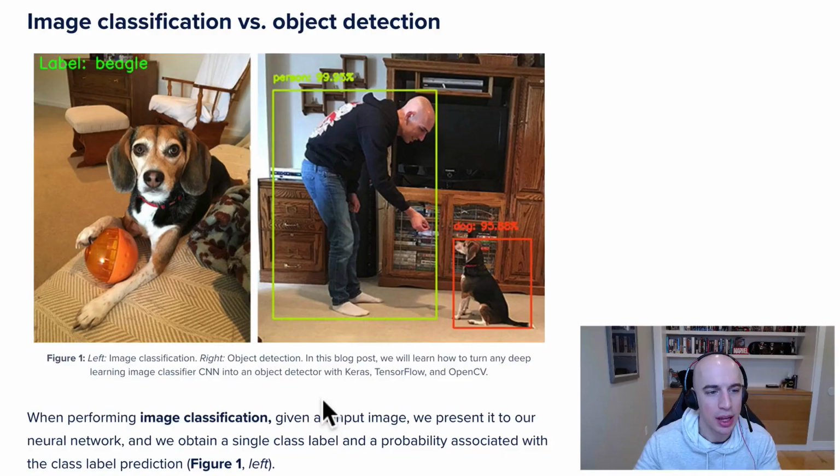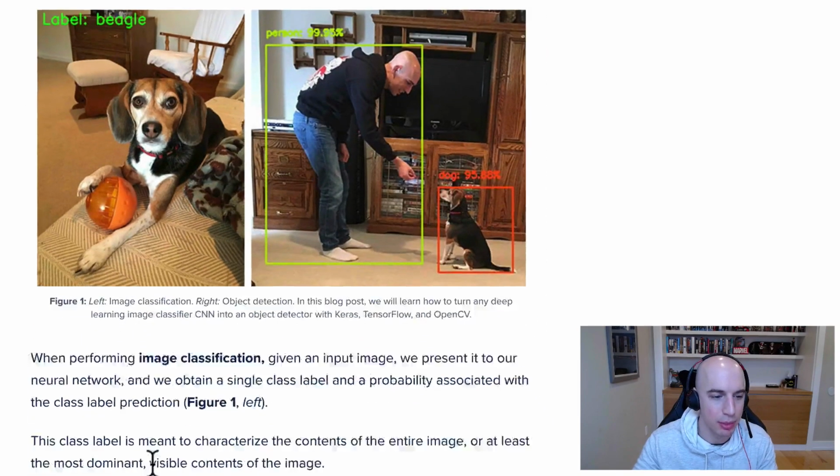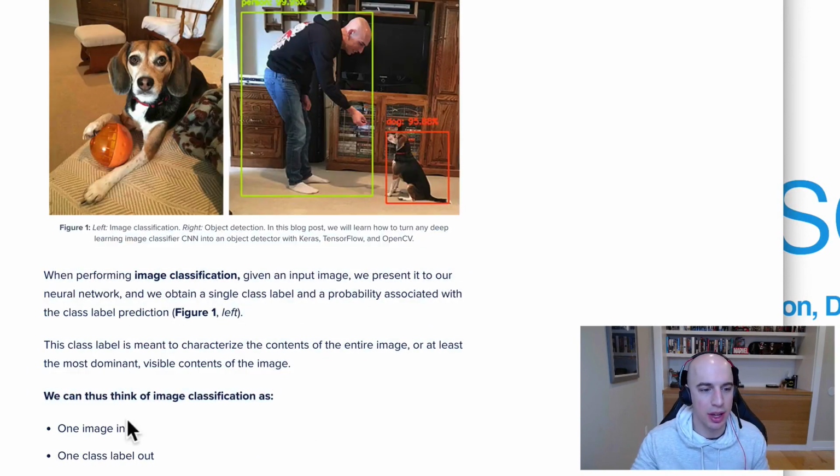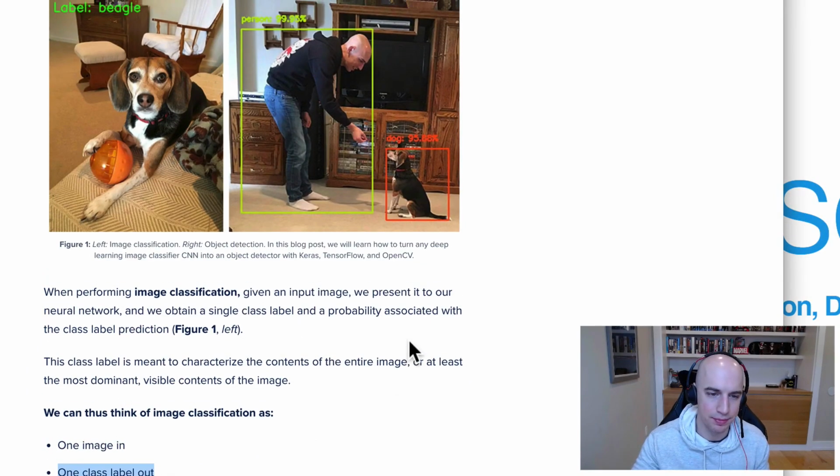You take one image, input it to a model, you get one class label out that characterizes the contents of that image. And that's exactly what we've done here. We have this input image of a beagle, which is a type of dog, and we ask our convolutional neural network, classify this image and tell me what is in it. So that's what we get here. We get beagle as the output class label. You can thus think of image classification as one image in and one class label out.